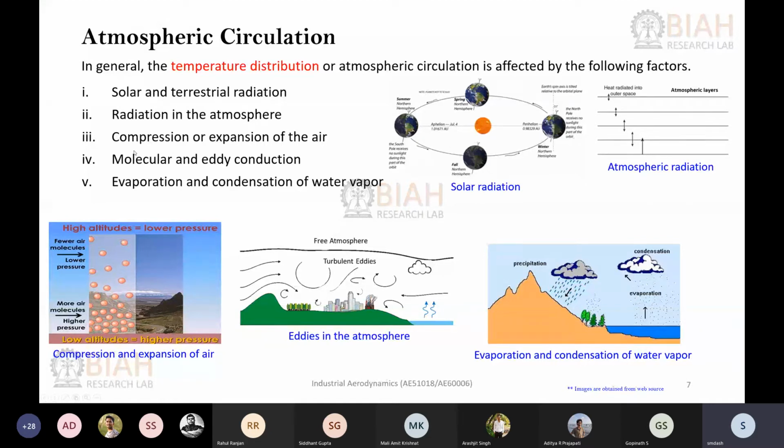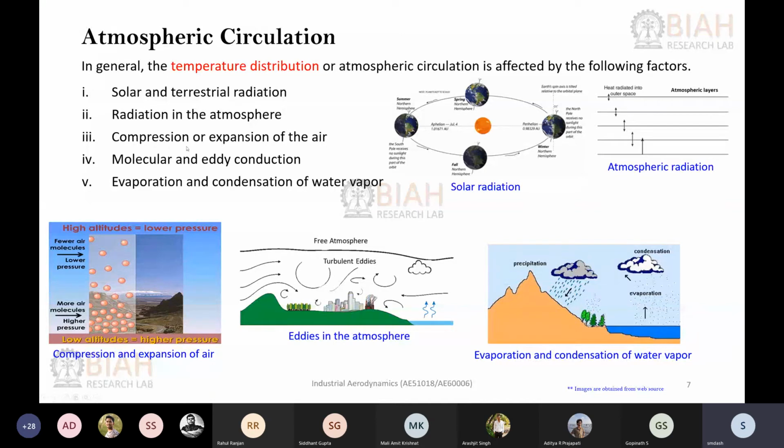Then the third factor is compression or expansion of the air. As we have already discussed, the air near the ground surface is quite compressed and dense, but as you move higher, it gets lesser and lesser dense. So the compression and expansion of the air itself also affects the temperature condition.